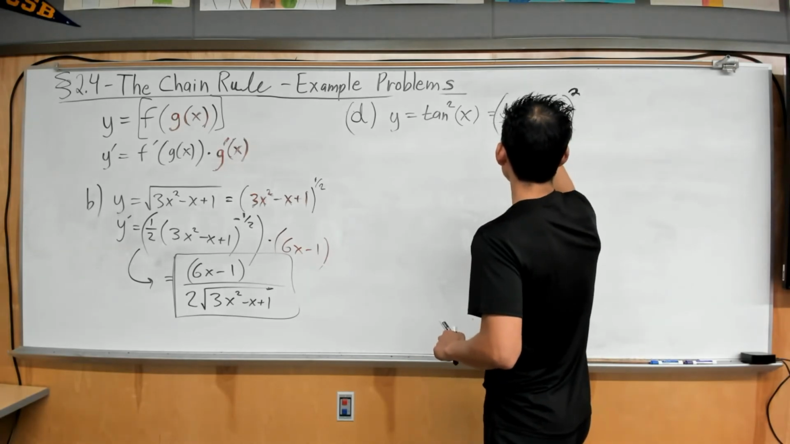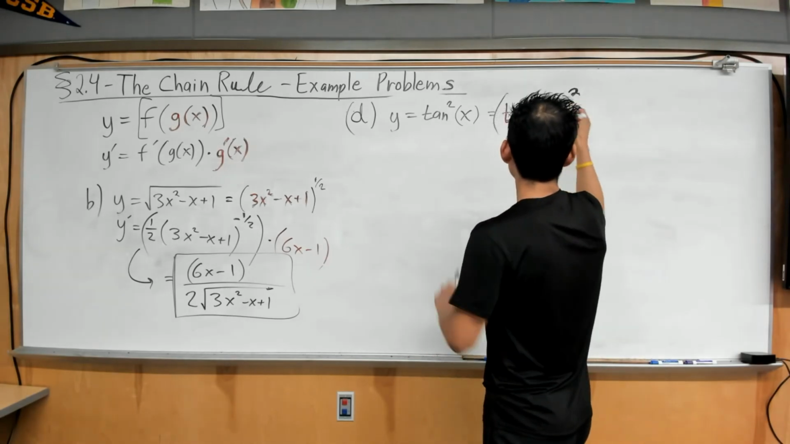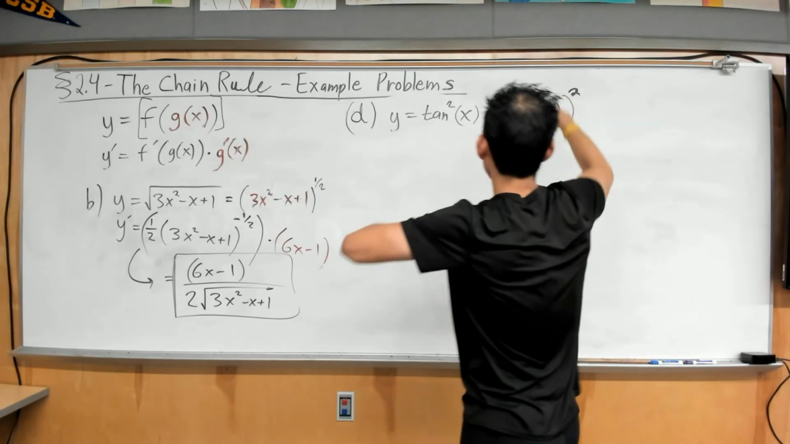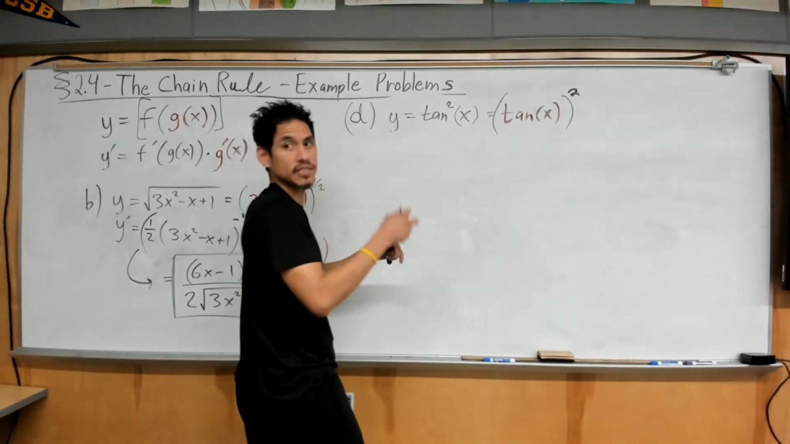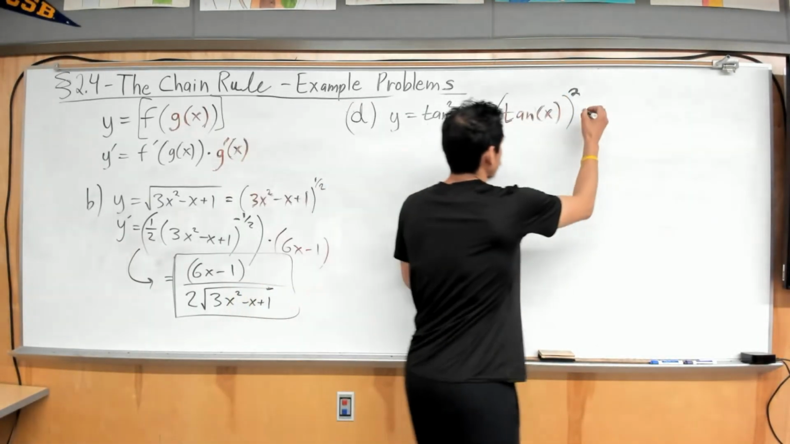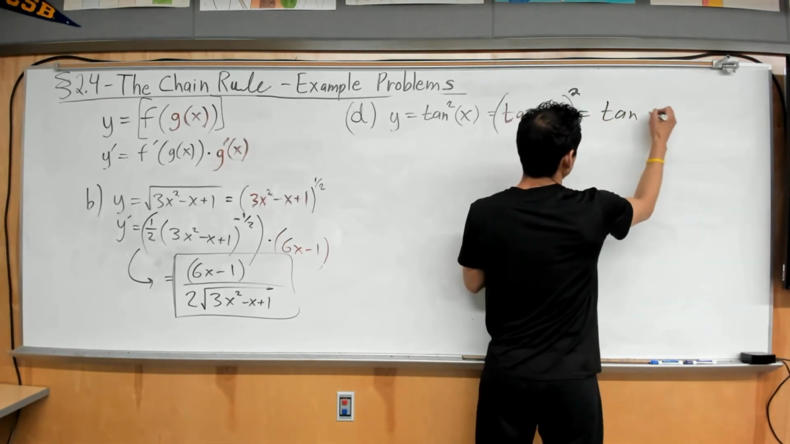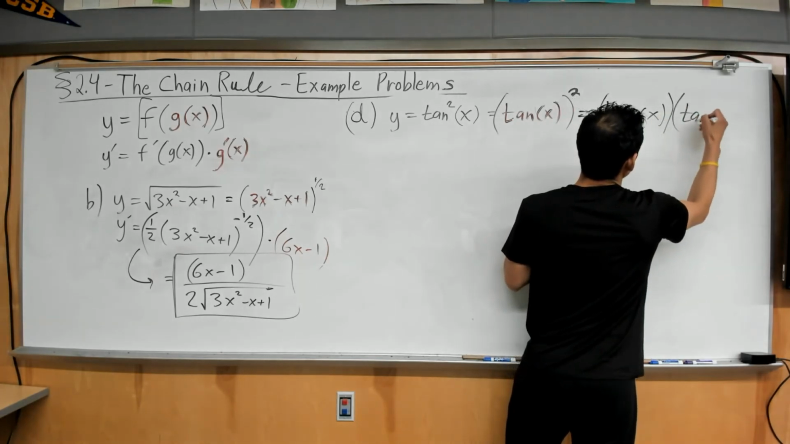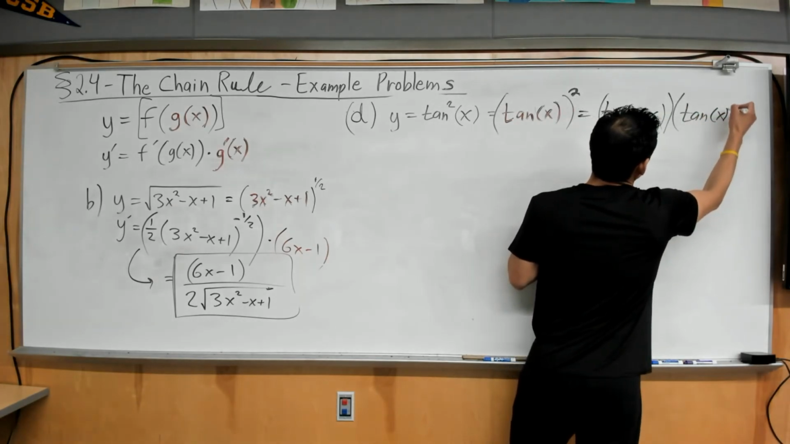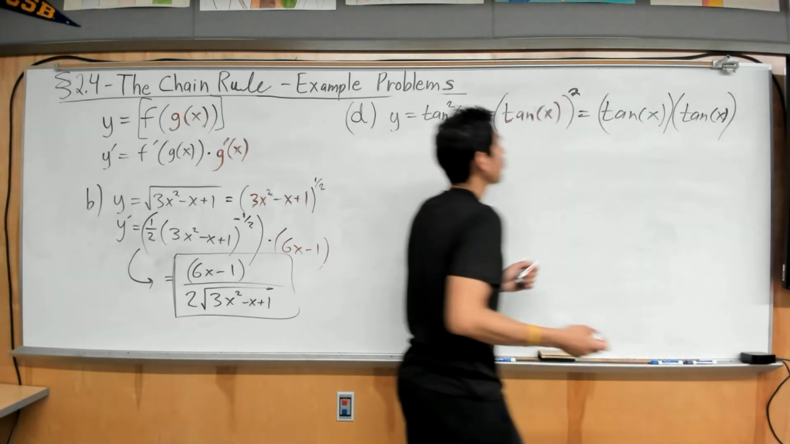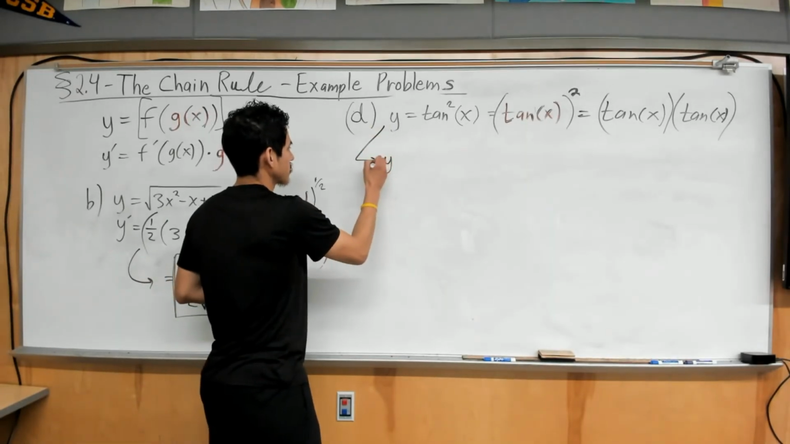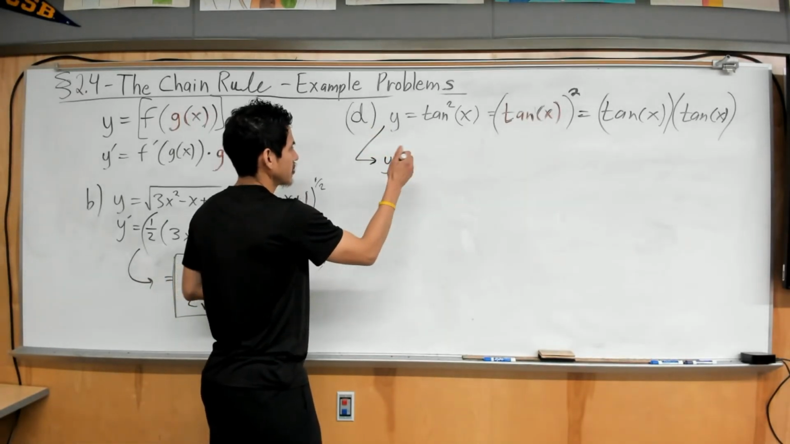And let me make the tangent function red. So the tangent function is on the inside, the squared function, the second power function, is on the outside. Because this is just like tangent of x times tangent of x. So technically you could use the product rule if you want. But that's lame. That's for losers. Or math losers, I guess. The cool people are going to use the chain rule.